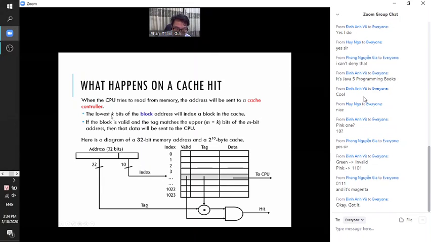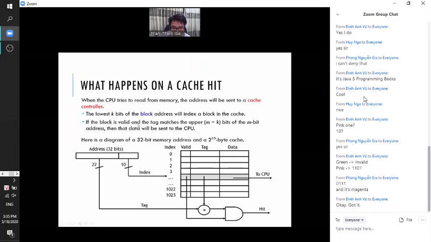The low k bits of the block address will be the index of the block. It will define the index. For example, here we have a 10-bit index, which means we have an index from 0 to 1023.